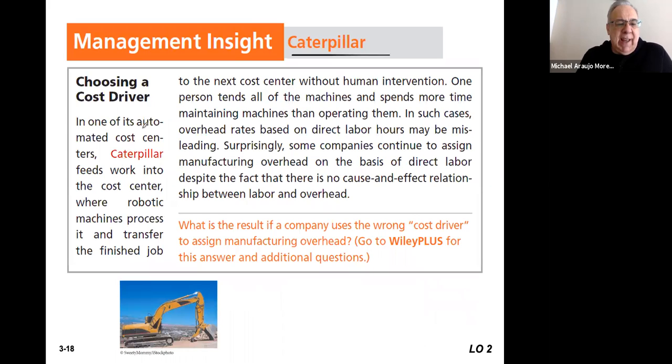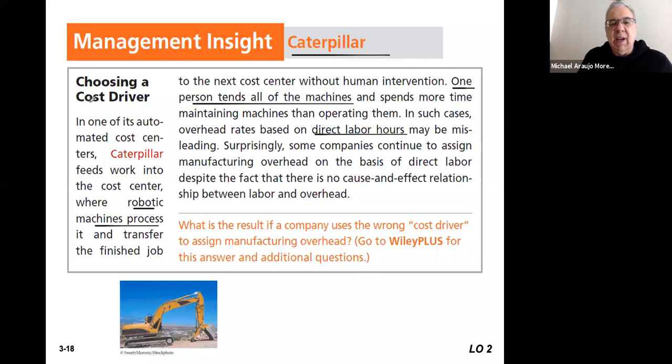Caterpillar basically has automated a lot of things. They really use robotic machines to do a lot of the work, and they only really need one person who tends to all those types of machines, right? So when you're talking about overhead, what's the primary cost? Well, it certainly wouldn't be direct labor, right? The primary cost would need to be specific to perhaps machine hours or things like that.